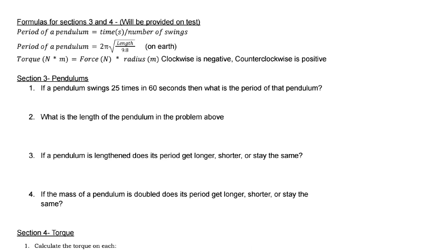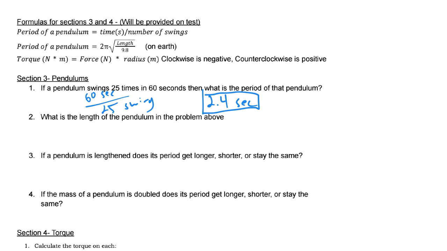All right, and on to a few questions about pendulums. So if a pendulum swings 25 times in 60 seconds, what is the period? We'll just use this formula up top, that the period is equal to time in seconds divided by number of swings. So 60 seconds divided by 25 swings, and what you'll realize here is we're finding the length of just one swing. So 60 divided by 25 equals 2.4. So it's 2.4 seconds per swing.